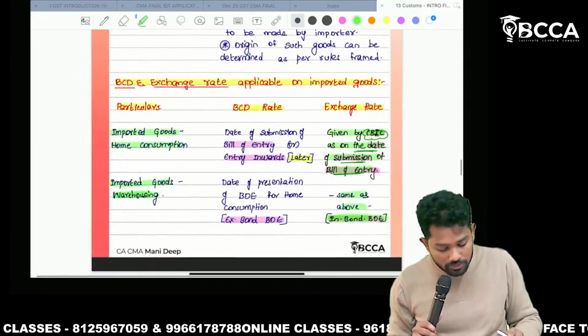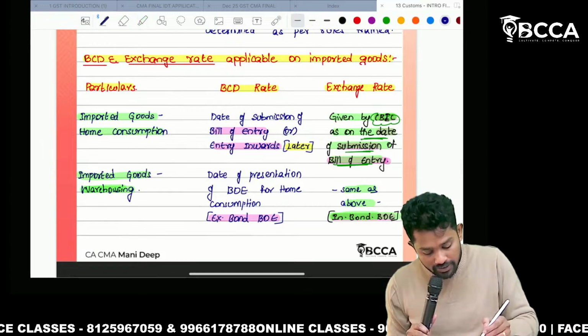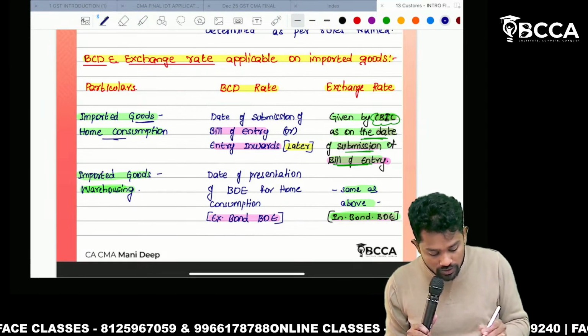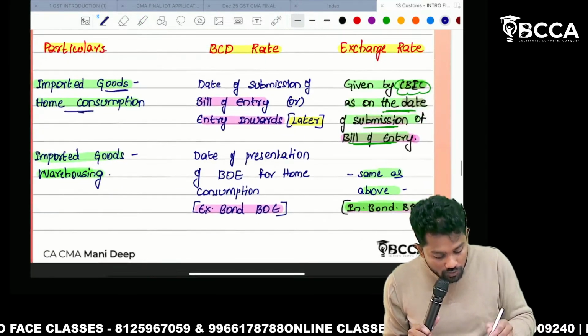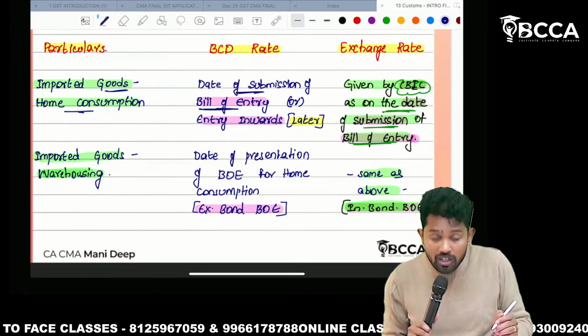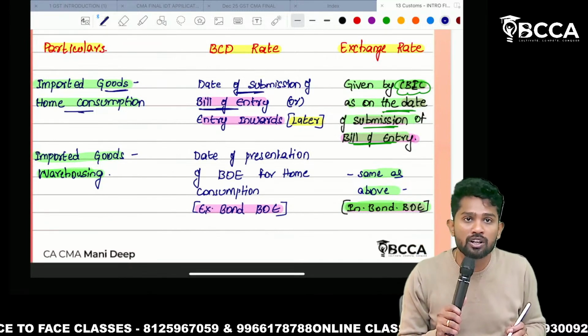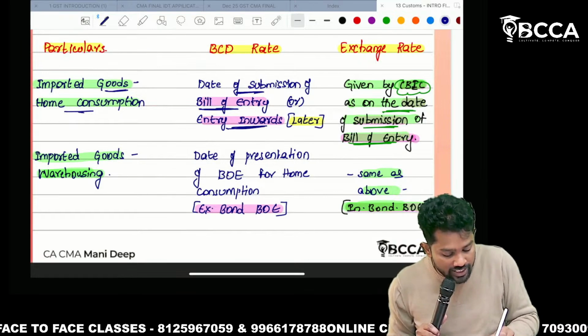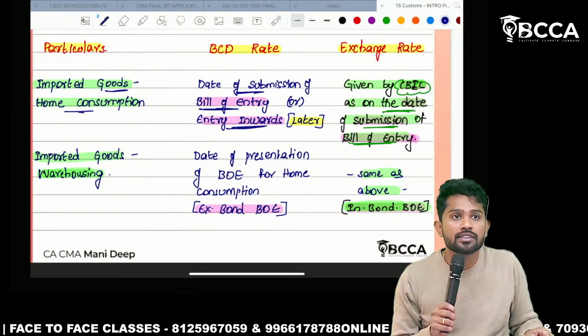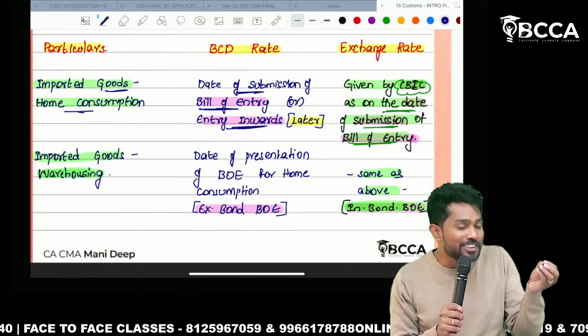Clear? Now, BCD rate. With respect to home consumption, you should check two. One is bill of entry, date of submission of bill of entry. And the second one is entry inwards. So what is entry inwards? You should not forget this much faster.